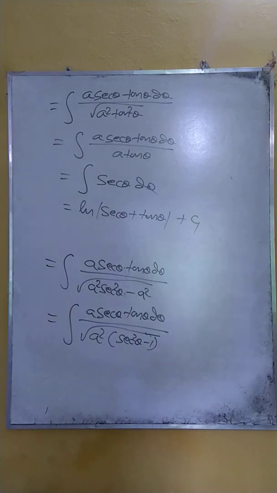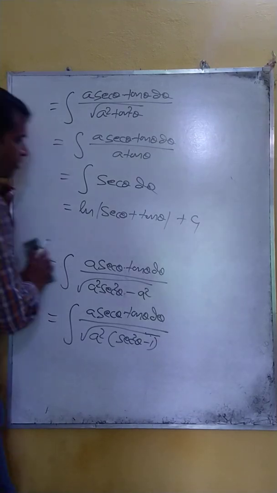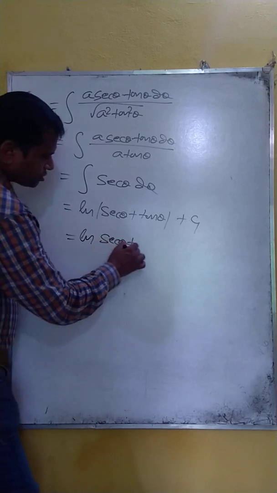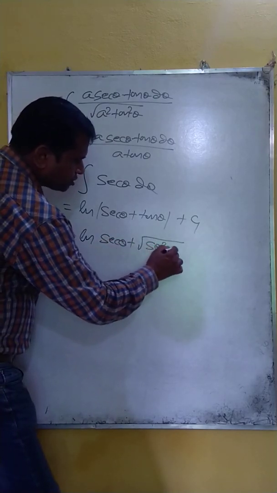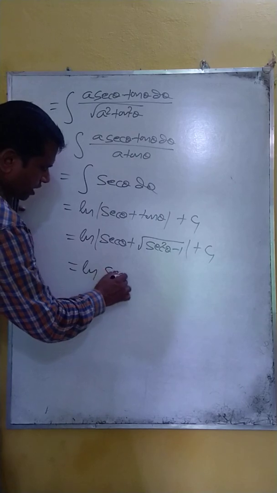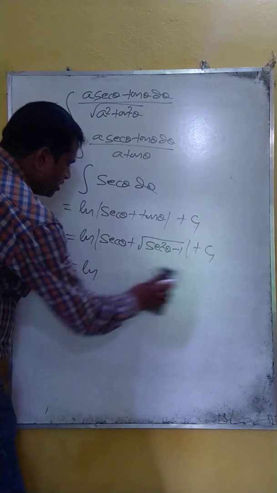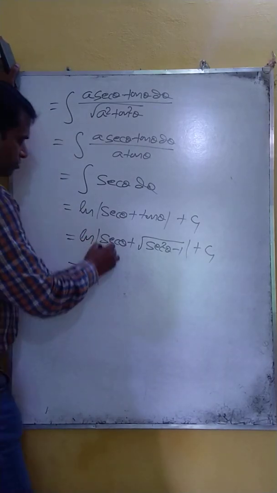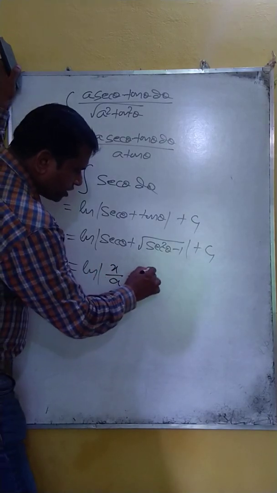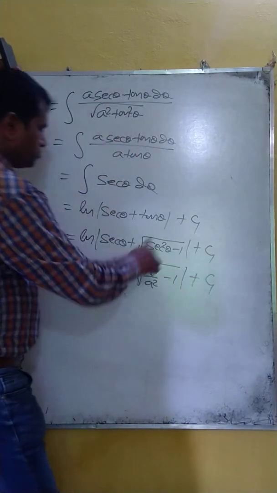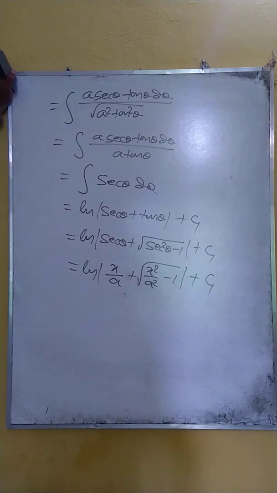In place of tan theta, we put root of sec square theta minus 1. So ln |sec theta plus root of sec square theta minus 1| plus c1. In place of sec theta we put x by a, so here we write ln |x by a plus root of x square by a square minus 1| plus c1.